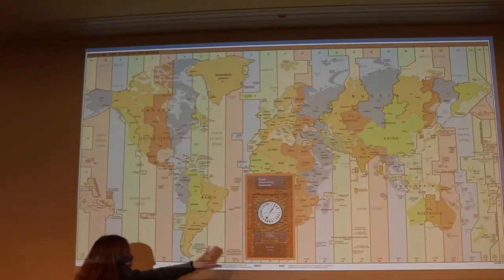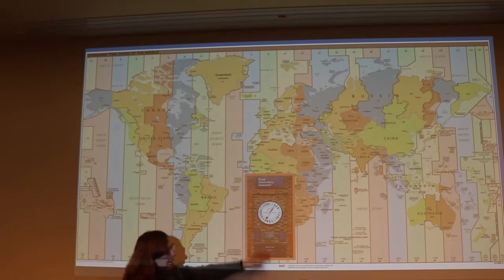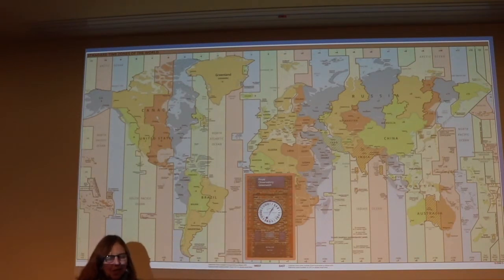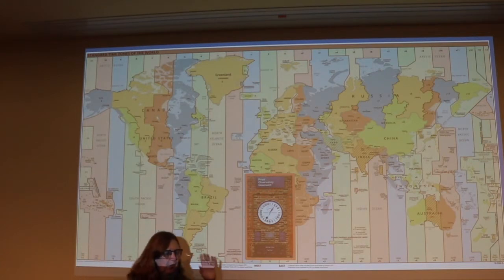A real quick talk about Greenwich Mean Time. Because the Earth isn't 100% round, it isn't a perfect sphere, if we went by the sun, time would change a little bit every day, and that would get super complicated.